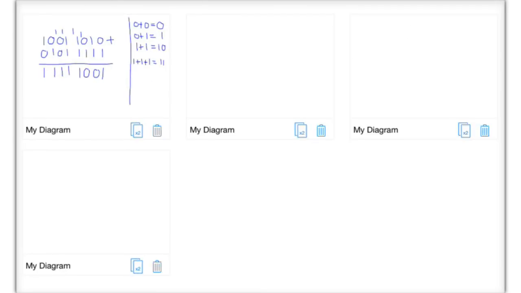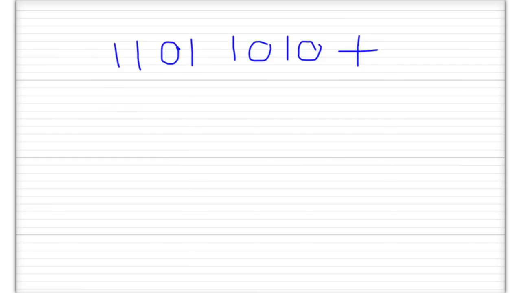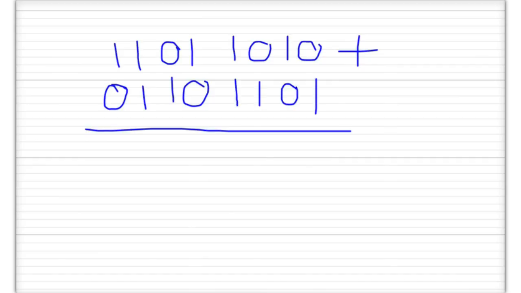All right, we'll pick another problem: 1, 1, 0, 1, 1, 0, 1, 0 plus 0, 1, 1, 0, 1, 1, 0, 1. Starting from the right, 0 plus 1 is 1. 1 plus 0 is 1. 0 plus 1 is 1. 1 plus 1 is 1, 0, so 0 down the bottom, 1 up here. 1 plus 1 again is 1, 0, so 0 down the bottom, 1 up here.